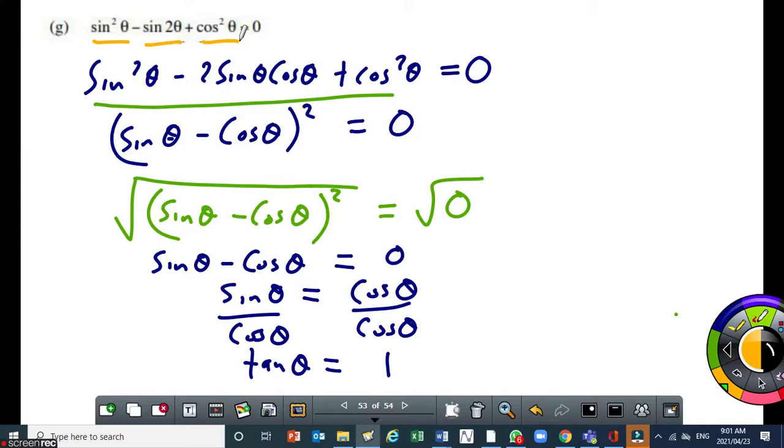So my suggestion, obviously when you're doing the question, you also have to think. I don't want to take away your ability to think, because maths is a thinking subject as well. So you have to think about what you are doing, whether it makes sense or not. The best way would be to convert the minus sine 2 theta to minus 2 sine theta cos theta. Once you do that, you create this trinomial.